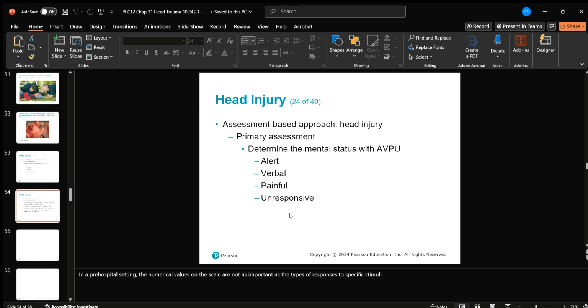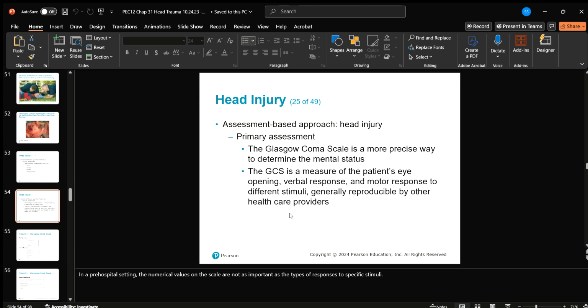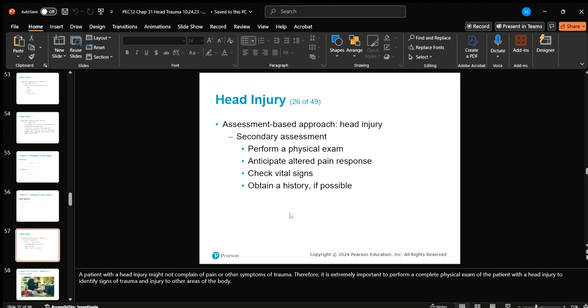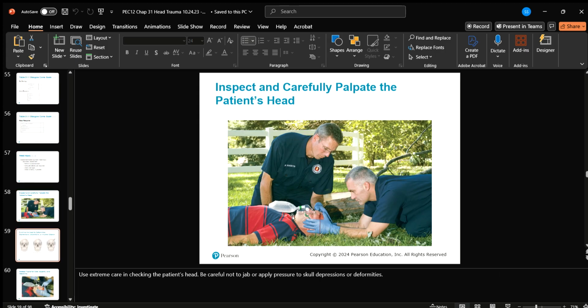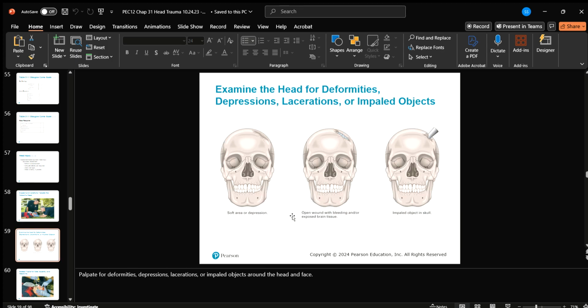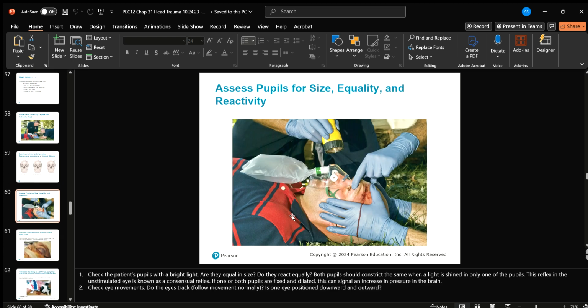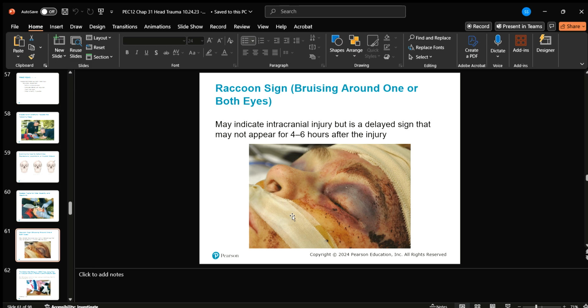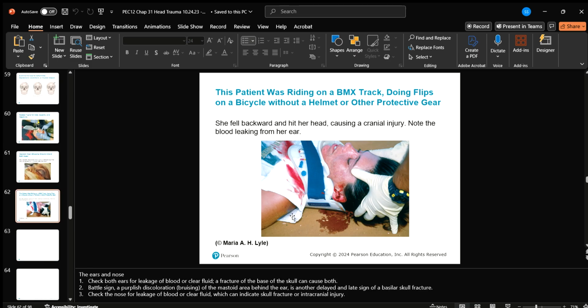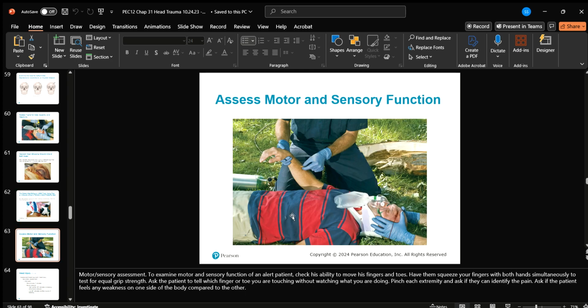Checking for APU, we know what that stands for. Doing the GCS. Here's the GCS more in depth. Again, we're holding the patient's head, holding C-spine, and palpating it, checking for deformities, depressions, lacerations, or possible impaled objects. Checking for PEARL. Checking for raccoon eyes, that bruising around the eyes, one or both. Checking for PMS. Why is that important when we suspect a head injury?